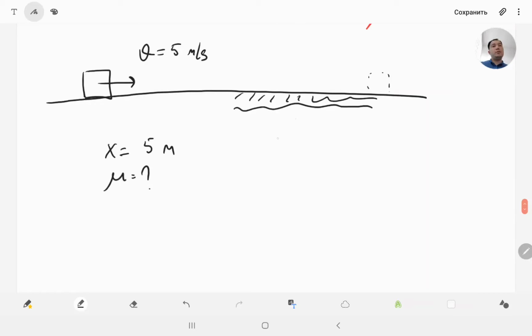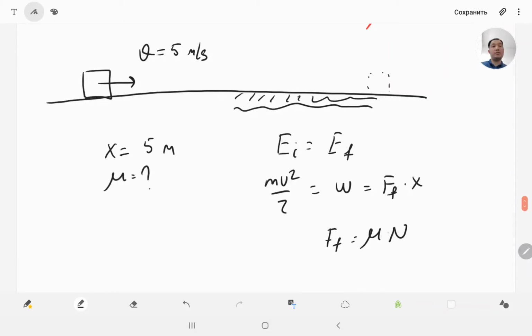Now due to the conservation of energy method, initial energy should be equal to final. Initially, we have kinetic energy, and what happens with this kinetic energy? This kinetic energy will be spent to overcome the friction. Or we can say friction will take this energy, kinetic energy. So we have a work done by the friction force. Friction force times distance. And what is the friction force? Friction force equal to coefficient of friction times reaction force, normal force. For this problem, normal force equal to weight.